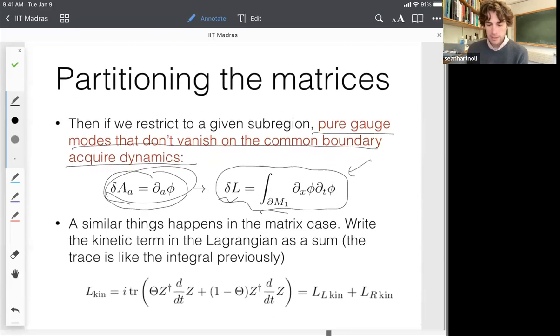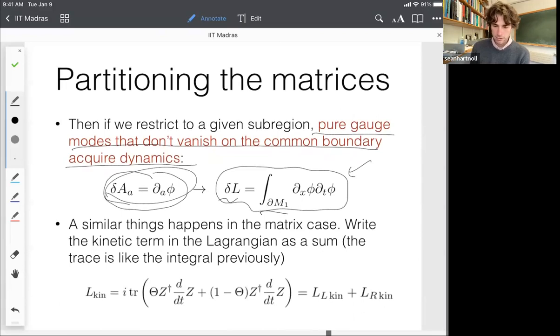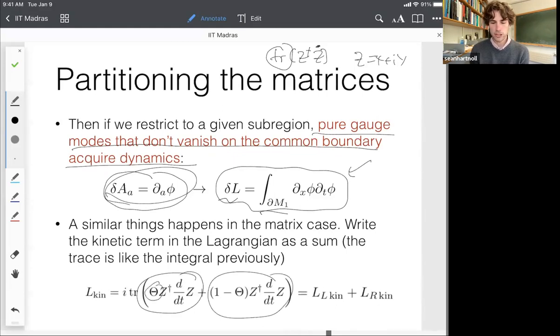In the matrix case, there's a Lagrangian that I didn't write down before. The Lagrangian is trace z dagger z dot, where z is x plus iy. I'm going to take this trace and split it up into two parts, where theta is some projection matrix. This is true for any theta. I can always do this, right? I'm going to split up the trace into two parts.